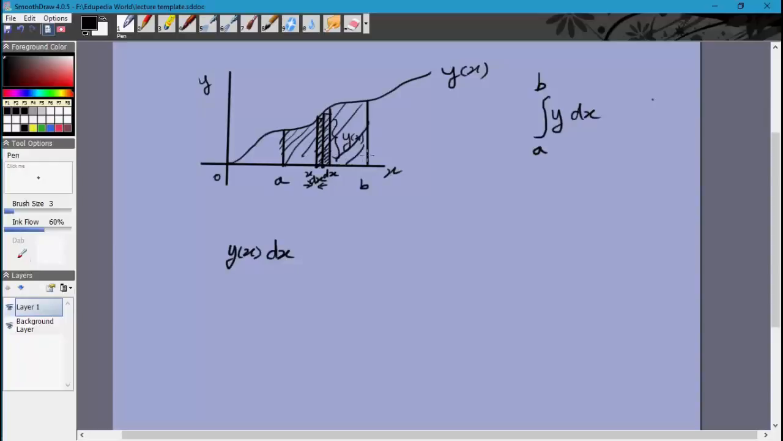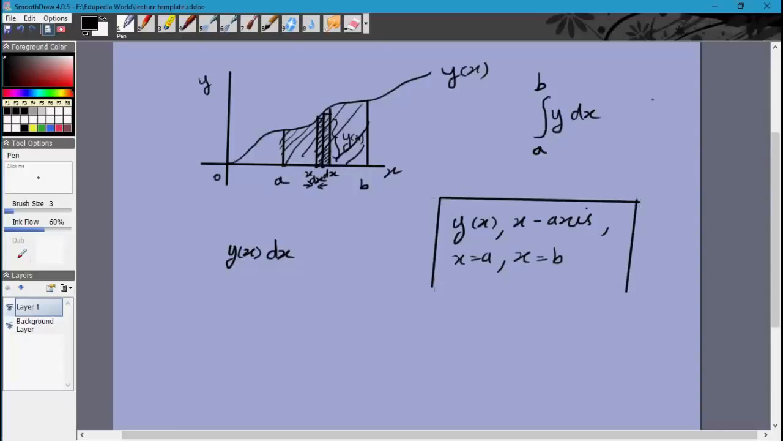That is the area between y of x, the x-axis, the lines x is equal to a and x is equal to b. So this is the geometrical definition of the integral. Integral of y dx from a to b is basically the total area occupied between the curve, the x-axis, and these two lines. Now we neglected these small triangles.